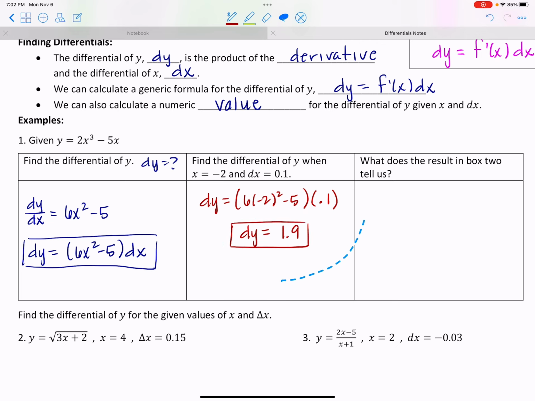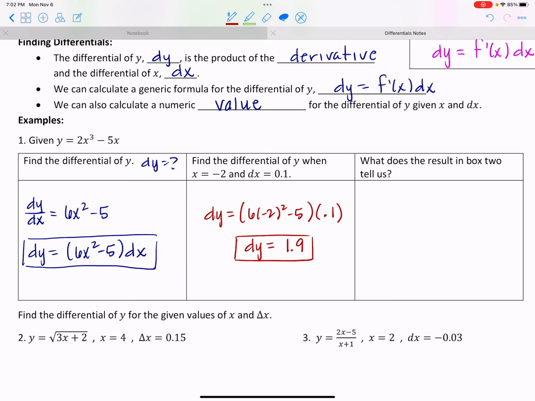Let's try to explain in this last box here. So when we are looking at x equals negative 2, and then a change in x of 0.1, the change in y is 1.9. So that means if I went from an x value of negative 2, just 0.1 of a unit over, so I went over from negative 2 to negative 1.9, that as I do that along this particular function, the y value should be increasing by 1.9 units.